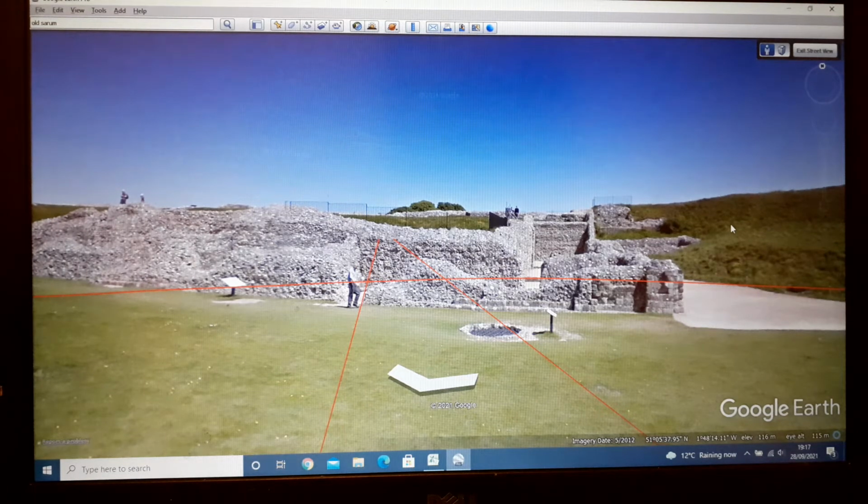Hello, Dave Kenworthy here. It's the 28th of the 9th, 2021, and we're looking at a picture of the well at Old Sarum.